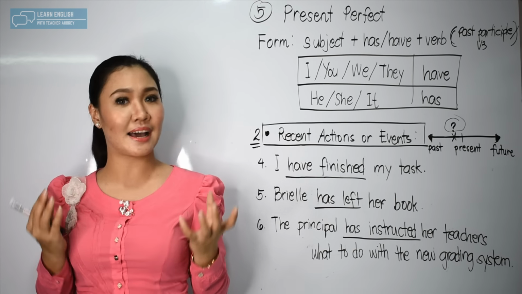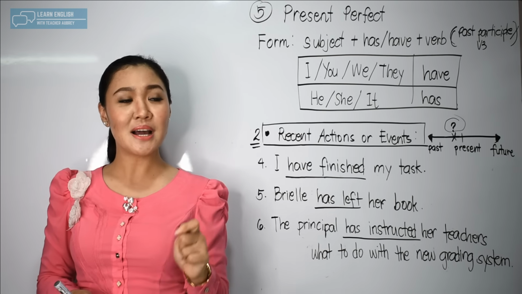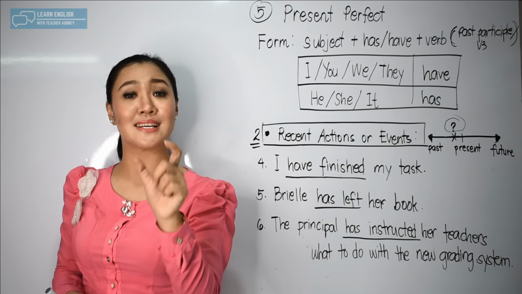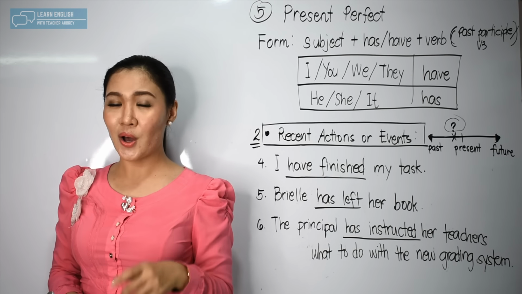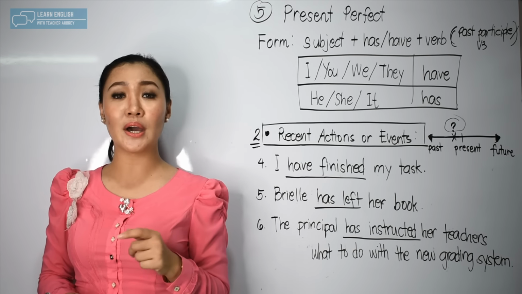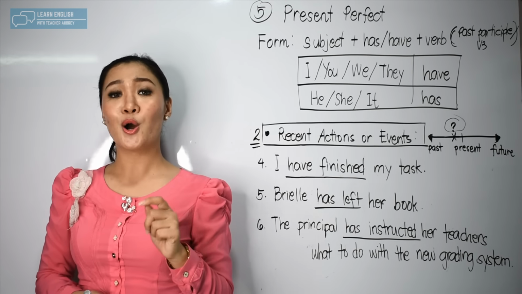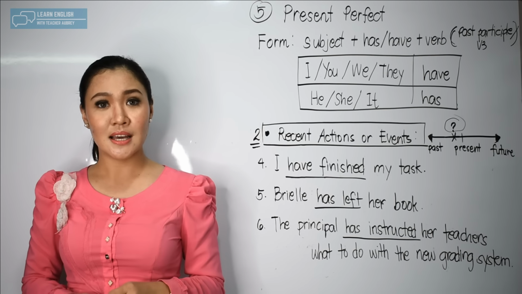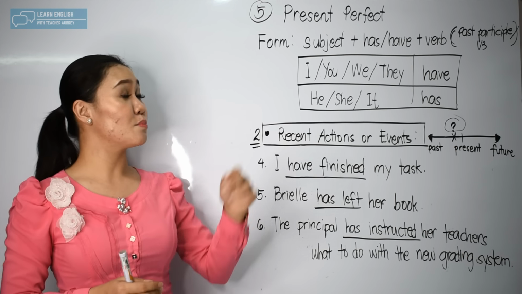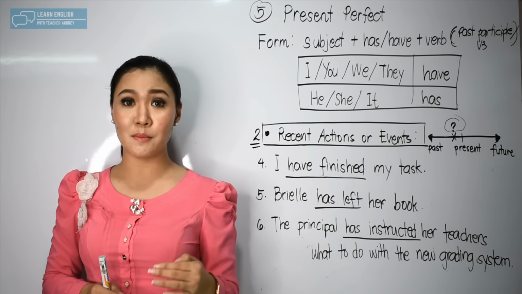Pero hindi nangangailangang sabihin o banggitin sa pangungusap kung kailan yung eksaktong oras o exact time expression kung kailan nangyari yon. Dahil kapag nagbanggit na tayo ng tiyak na time expression kung kailan natapos yung kilos, mali nang gamitin ang present perfect. Kapag ganun, ang ginagamit na ay simple past.